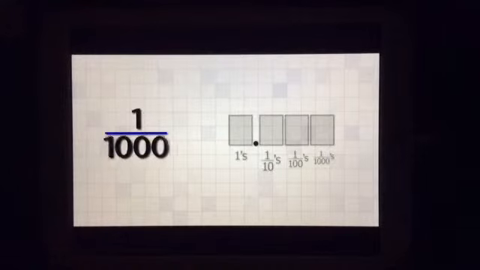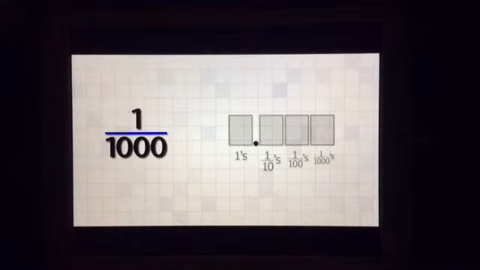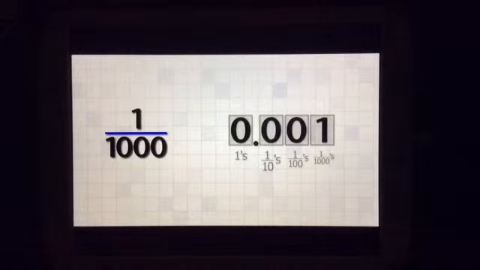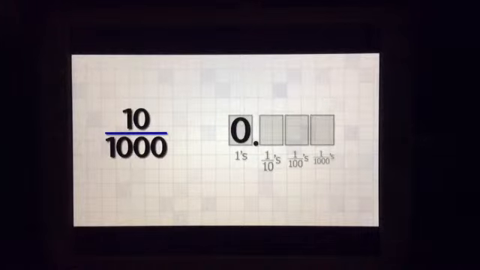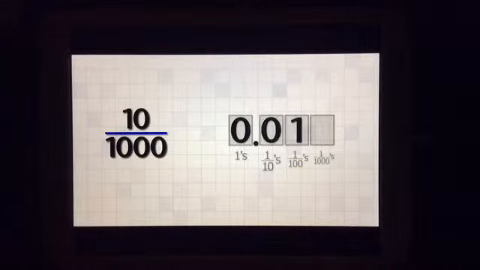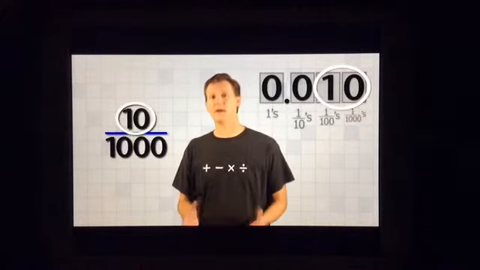Let's start with 1 over 1,000. Now this should be easy. All we have to do is put a 1 in the thousandths place. Notice that this time we need zeros in both the tenths and the hundredths place to act as placeholders. Next, let's try converting 10 over 1,000. Remember that 10 thousandths is the same as 100th, so we'll put a 1 in the hundredths place, and we'll put a 0 in the thousandths place.